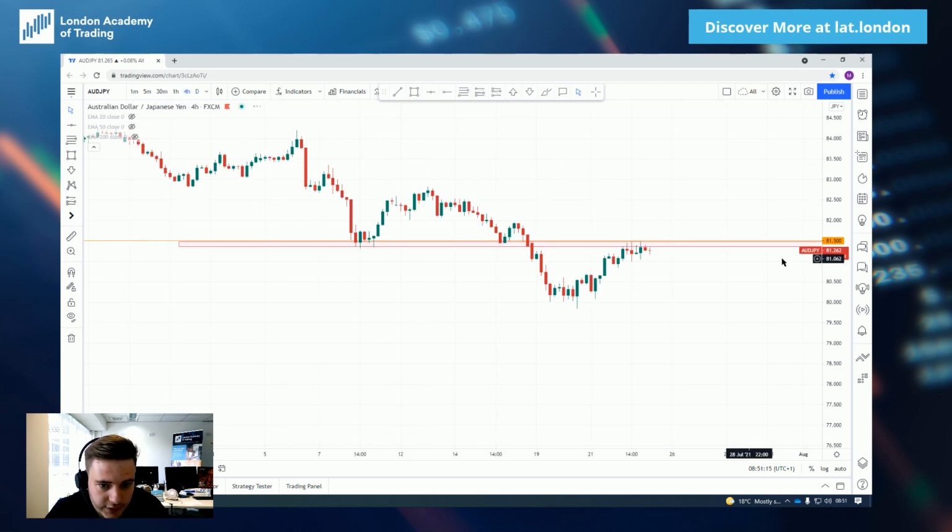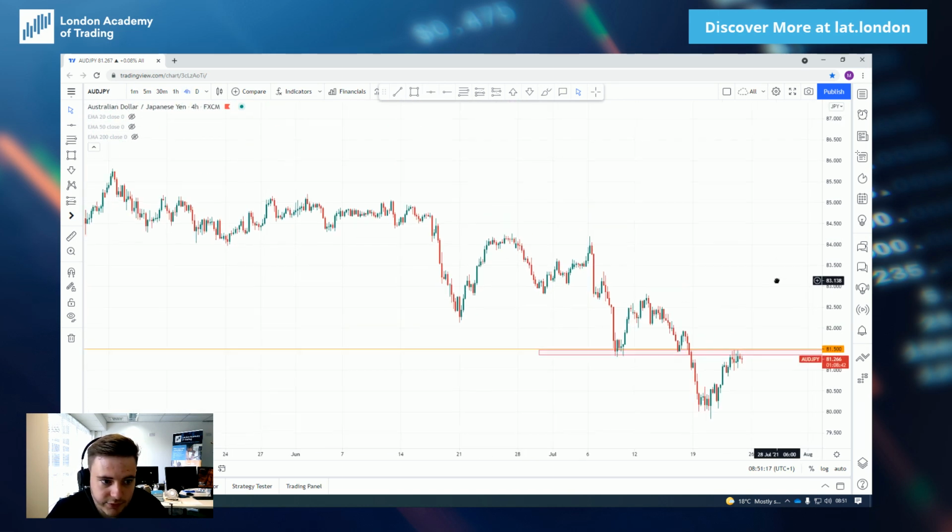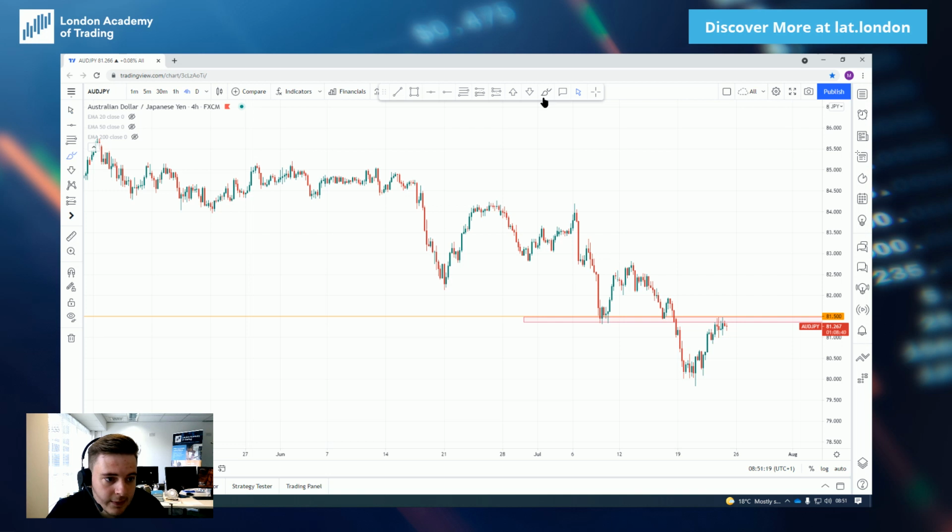Bring it down to the 4 hour time frame. See on the 4 hour time frame, nice clear downtrend, making lower highs and lower lows across this time frame. The idea in a downtrend is to try and sell the pullbacks. How we can look to take advantage of a pullback is to use the Fibonacci tool.